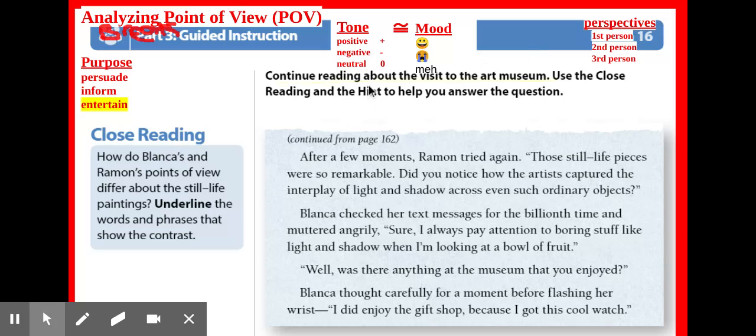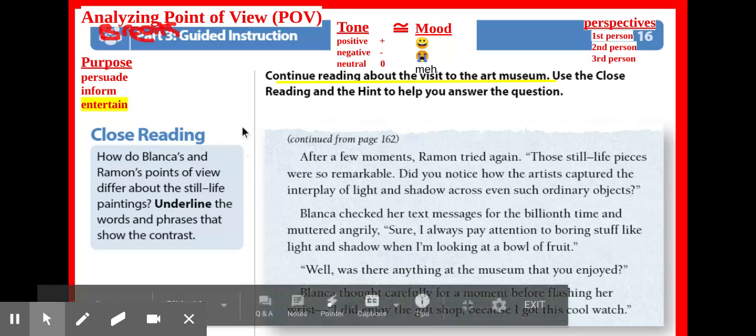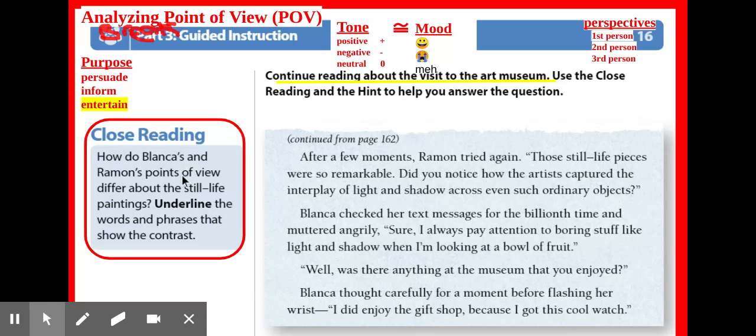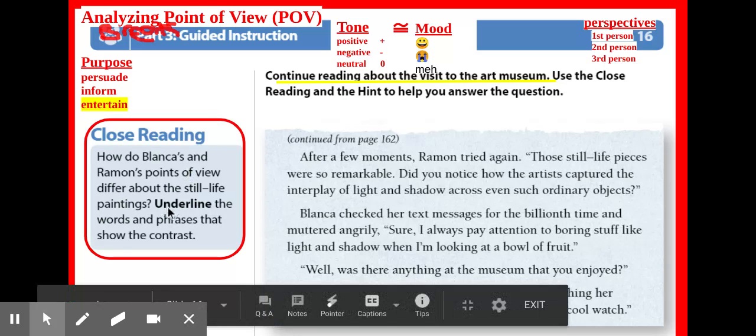So we're going to look at our instructions, and our instructions tell us we're going to highlight to continue reading about the visit to the art museum, which lets us know, with that word continue, that this is something from the previous page, that it's a continuation. And then we also have our other text features on this where we have this in a different color format. It says close reading, and it says how do Blanca's and Ramon's point of view differ about the still life paintings. Underline the words and phrases that show the contrast. We even have a bolded word, another text feature, that says underline, that lets us know that it wants us to do something special. Now, contrast means how things are different.